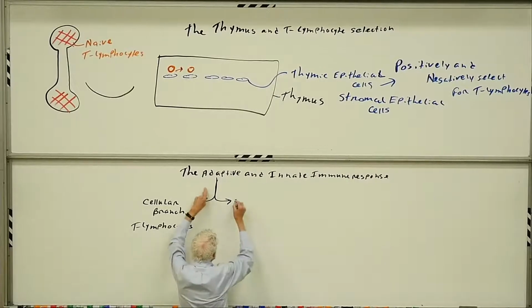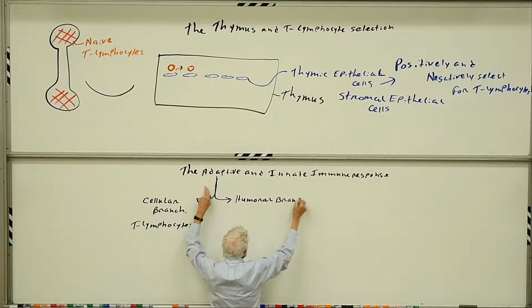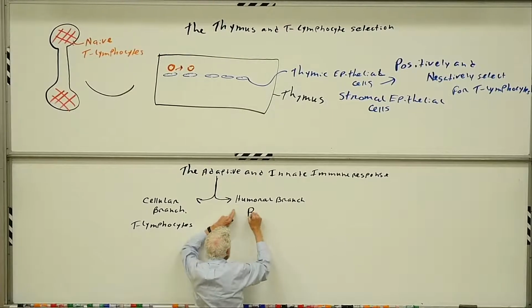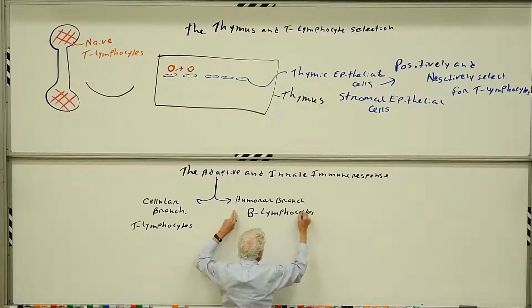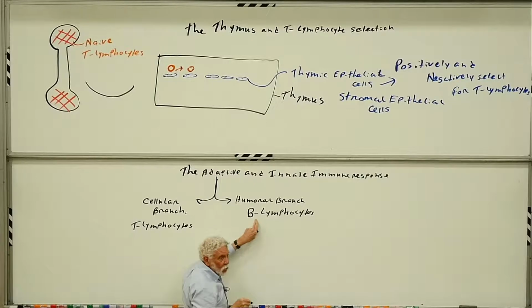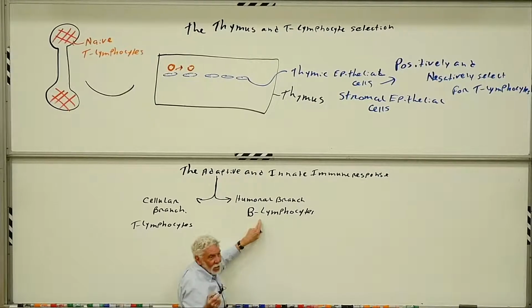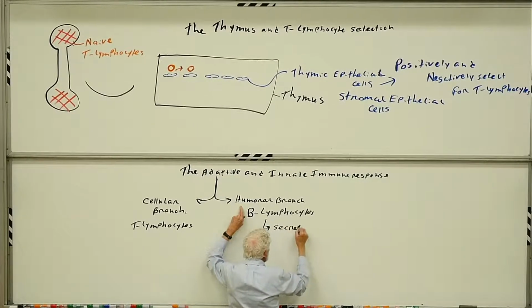The other branch of the adaptive immune response is called the humoral branch, and the humoral branch functions through cells called B lymphocytes. You just have to remember they're B lymphocytes. There's no logic to it. The way they were developed is they were first found in an outpocketing of chickens called the bursa of Fabricius, and so it's left with the B cells. So there's a detail if it helps you remember. B cells are part of the humoral branch, and what the B cells do is secrete antibodies.